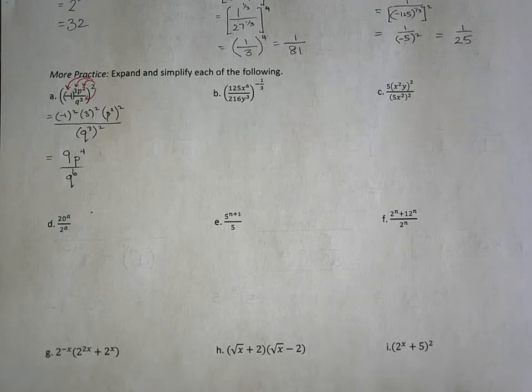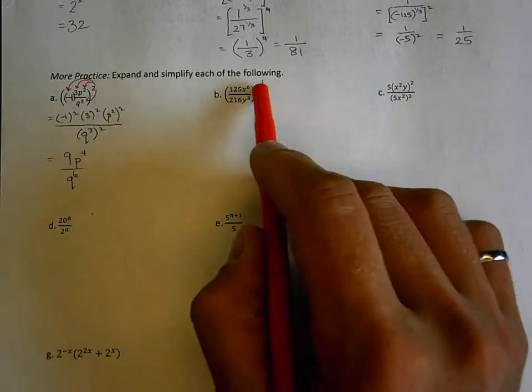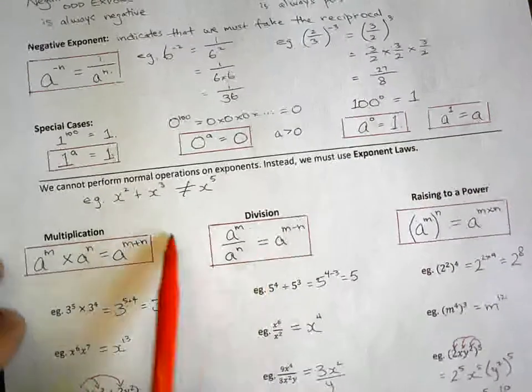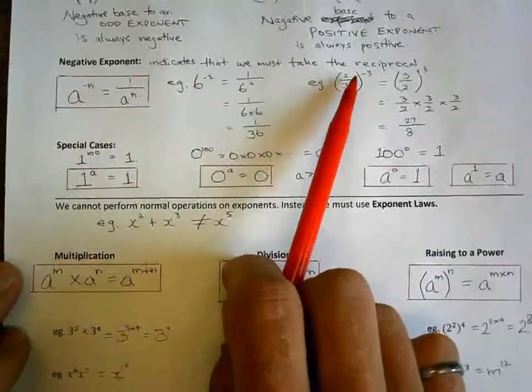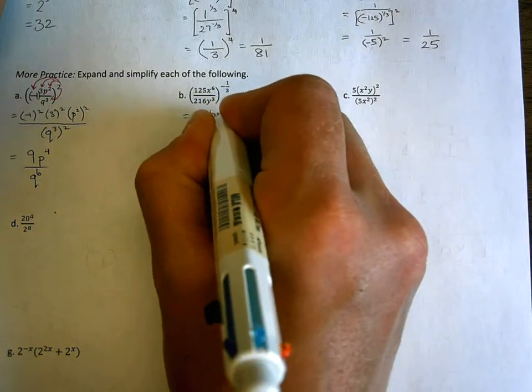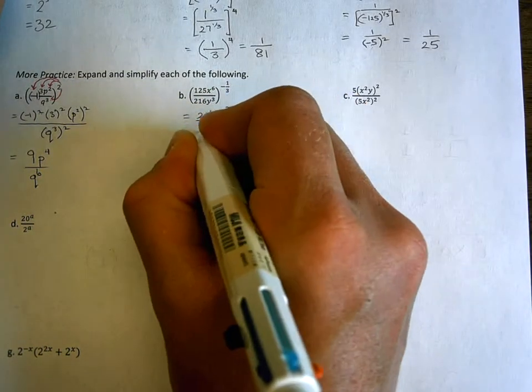Next question. Similar problem, except I don't like this negative. What does the negative mean again? If you go back, a negative exponent means you have to take a reciprocal. So let me go here and take a reciprocal. I'm going to get rid of the negative by rewriting it with the numerator as the denominator and vice versa.